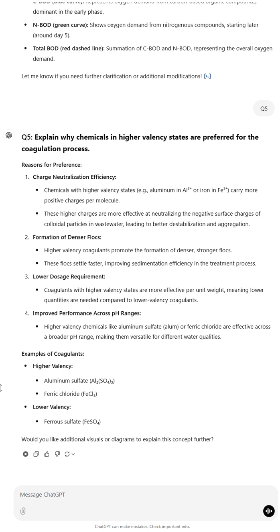4. Improved performance across pH ranges. Higher valency chemicals like aluminum sulfate, alum, or ferric chloride are effective across a broader pH range, making them versatile for different water qualities. Examples of coagulants. Higher valency: aluminum sulfate, Al2(SO4)3, ferric chloride, FeCl3. Lower valency: ferrous sulfate, FeSO4.